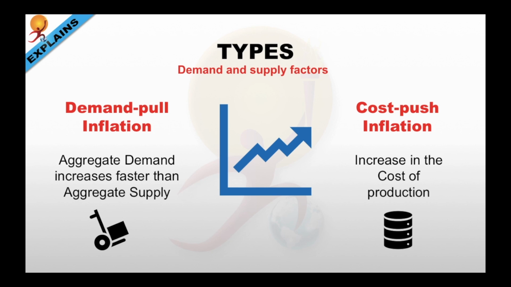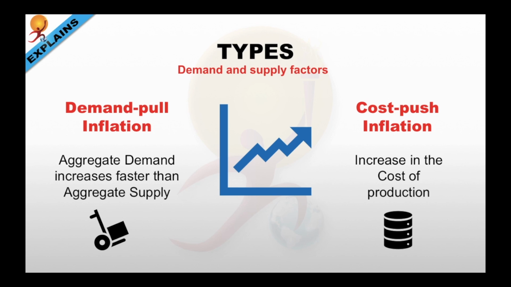Demand pull inflation occurs when the aggregate demand increases at a faster rate than the aggregate supply. Demand pull inflation will typically occur when the economy is growing faster than the long run trend in the rate of growth. If demand exceeds supply, firms generally will respond by pushing prices on the upper side, and thus we have a demand pull inflation.